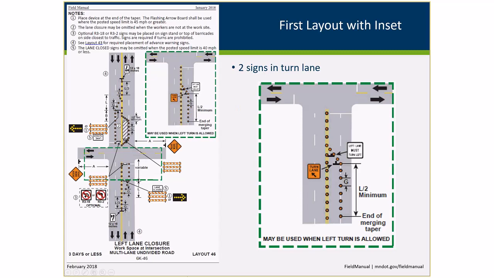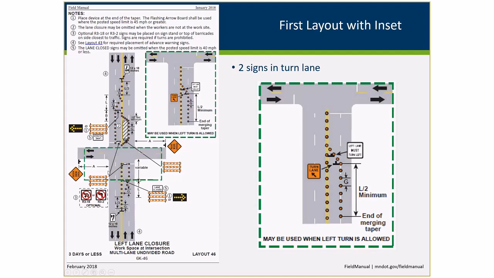With this version of the field manual, we've got the first layout with an inset. So we've got a green box indicating an inset. So for this would be a left lane closure. If you did not want to allow left turns, you could put up these no left or no left and U-turn signs at that location. If you were to allow left turns from this lane, you would not have these signs.